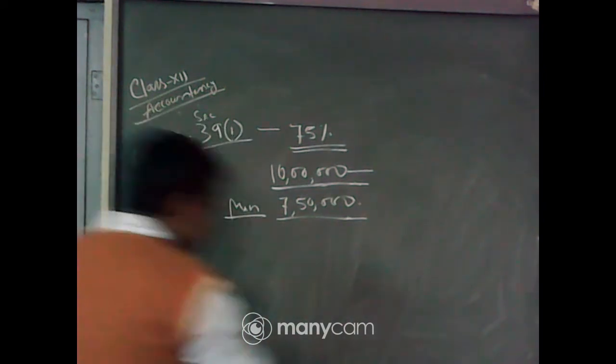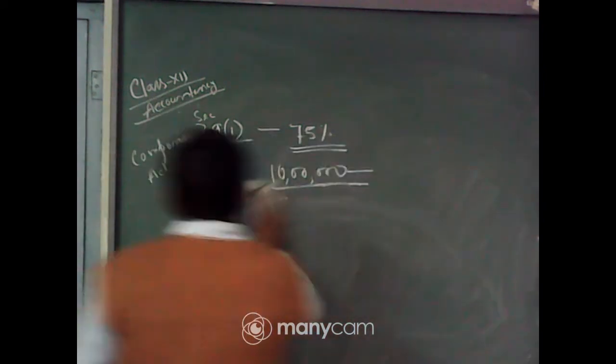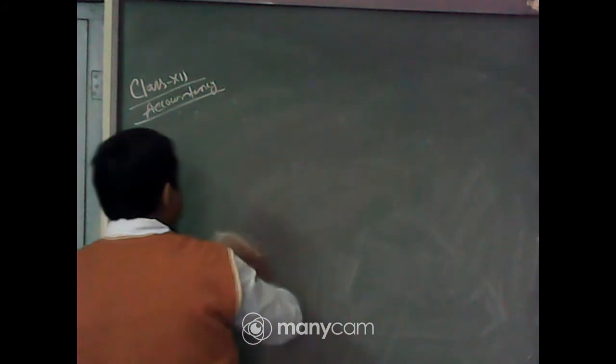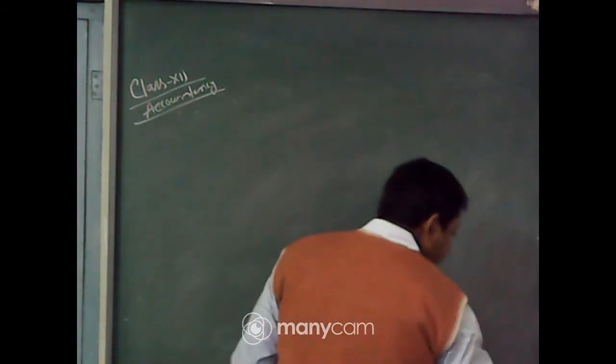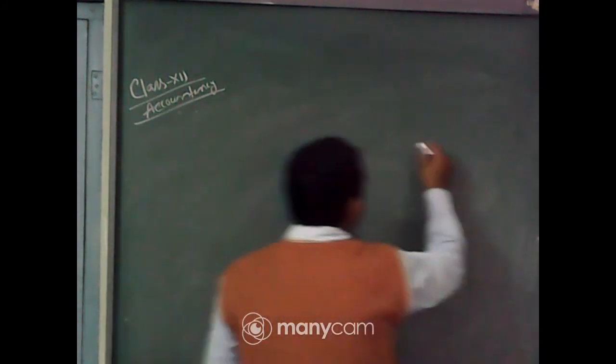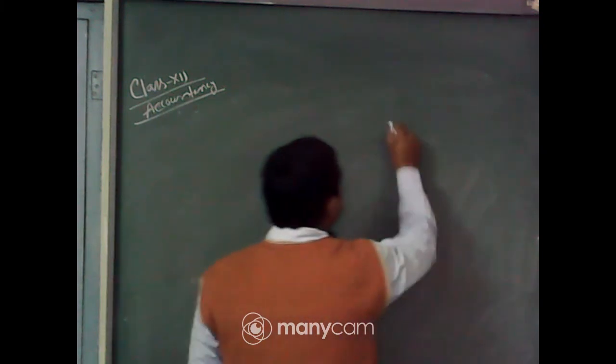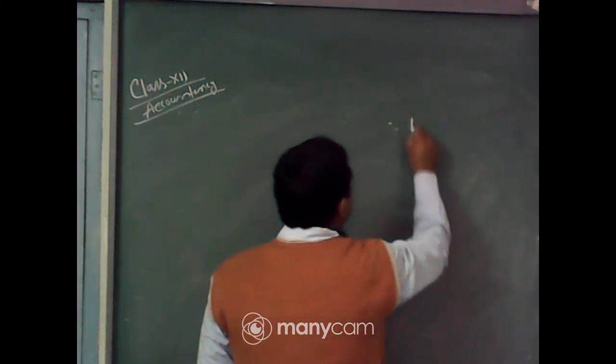Now, what are the different types of debentures we issue? Different types of debentures means how can we actually issue debentures. So debentures can be issued. Suppose one debenture's face value is rupees 100.